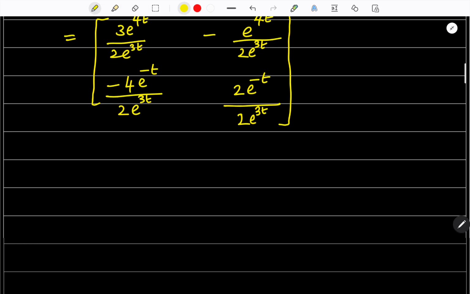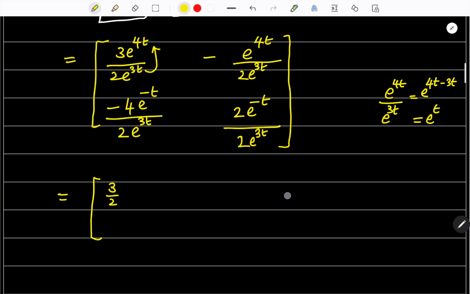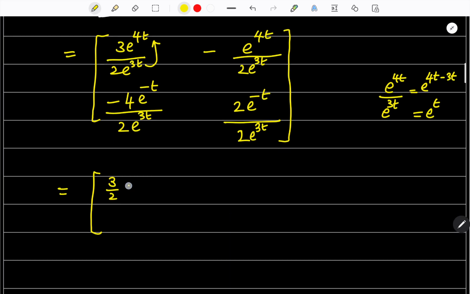Okay, right. So this equals, let me simplify this one, 3 by 2 e power 4t, this 3t comes upside, e power 4t divided by e power 3t, which is e power 4t minus 3t, which is equal to e power t. The same idea I'm going to apply. So which is equal to e power t. Okay, and this is minus 1 over 2, which is negative, right? E power 4t, e power 3t, so which is 4 minus 3 is 1.